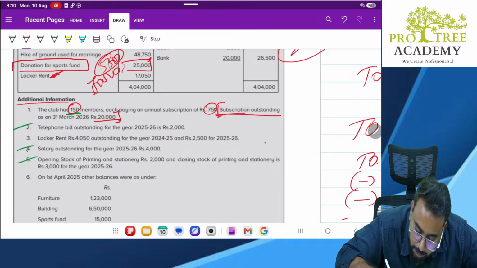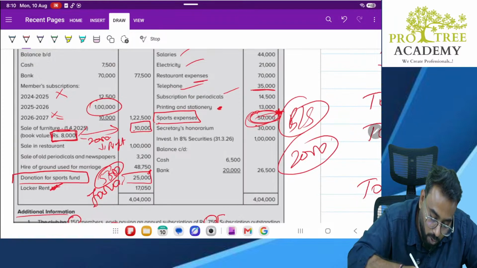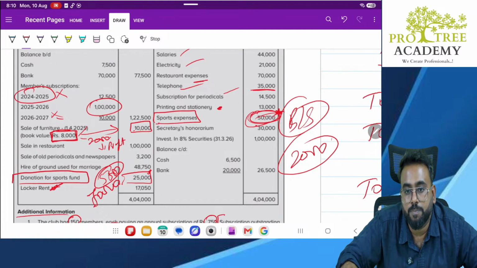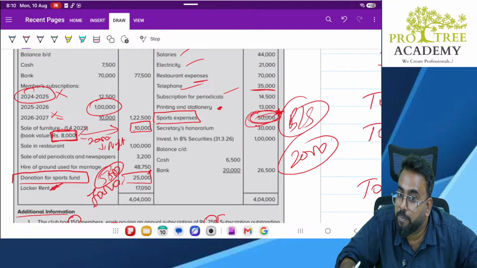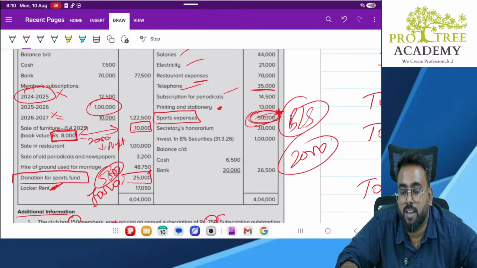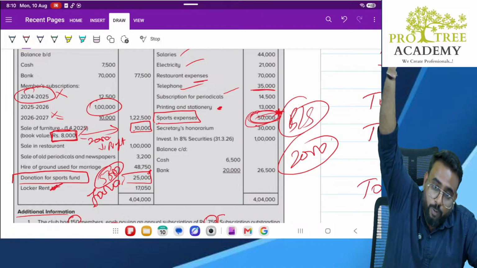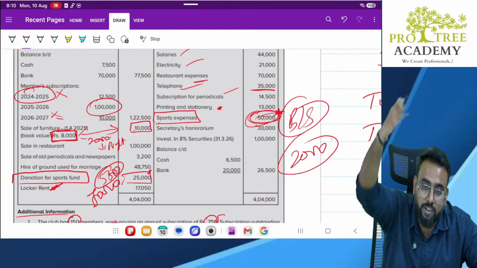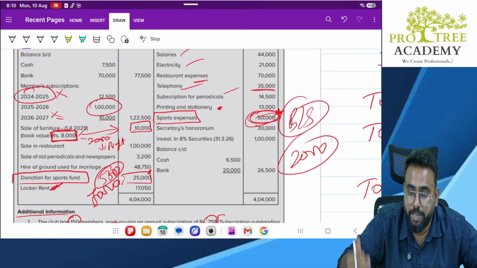Understand, this subscription outstanding of 20,000 might include 24-25 balance also. Correct or no? That might include 23-24 balance also. That might include 20-21 balance also, 21-22 balance also, 22-23 balance also. We don't know, correct? It might have included.